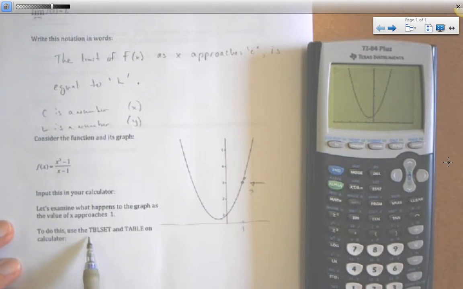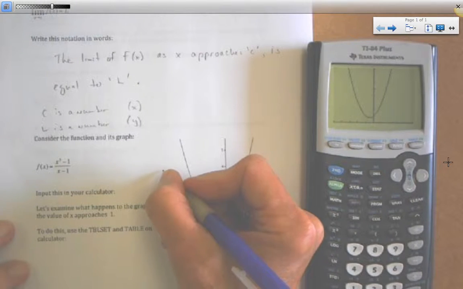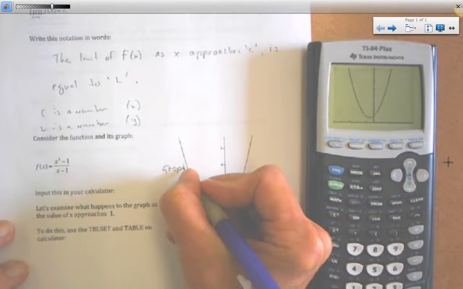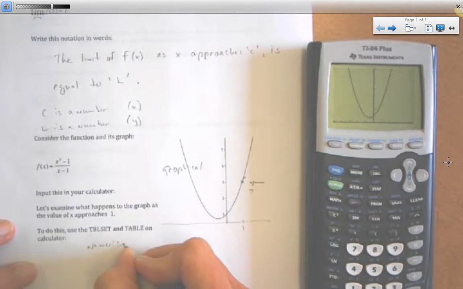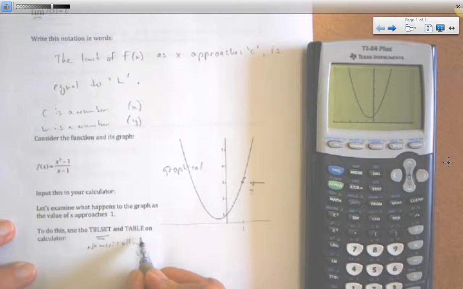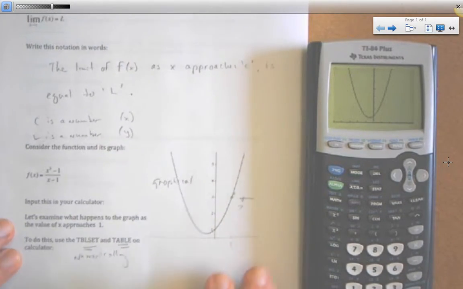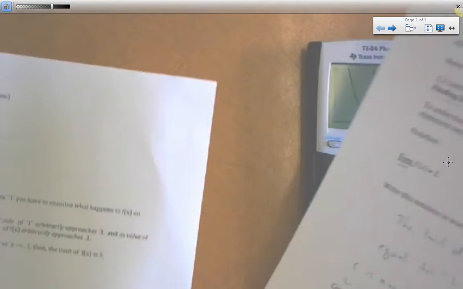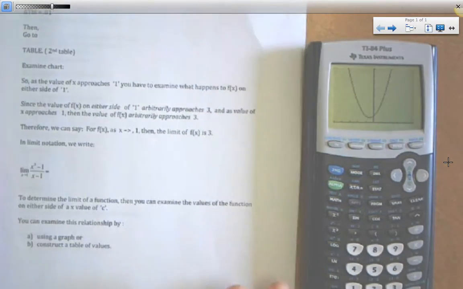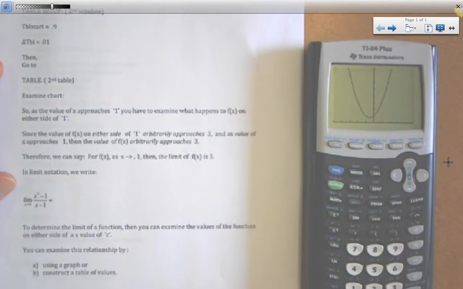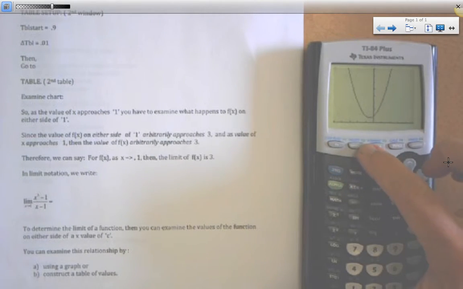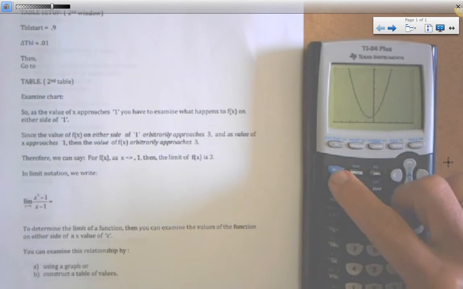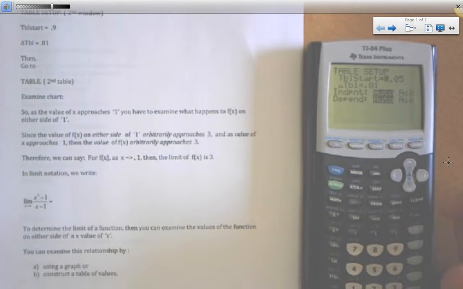And we're going to look at this numerically. So this is the graphical representation. And we're going to look at this numerically. To do that, we're going to use the table on our calculator. So go to the next page. All right, to set up our table, we're going to use table set. That's the blue function above the window key. Second window gives me the table set.